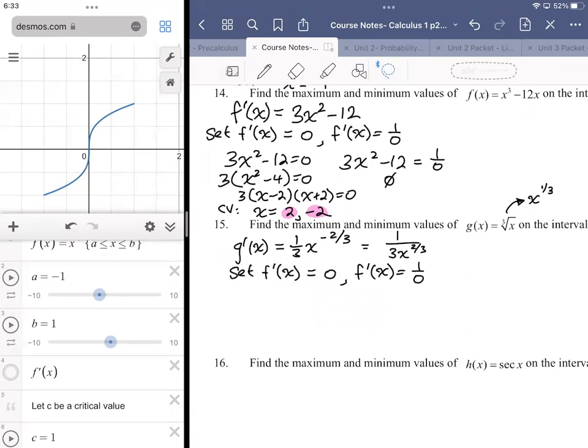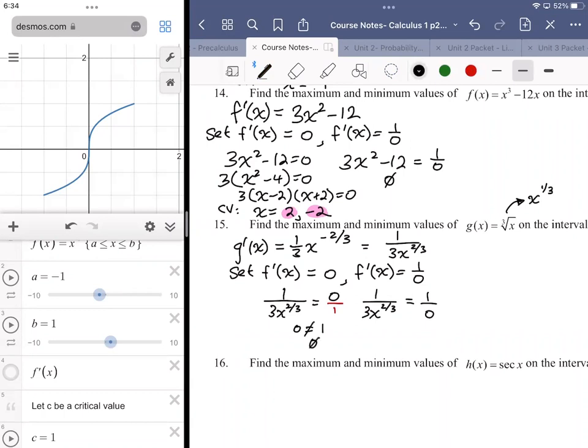All right, so 1/3 x to the 2/3 set equal to 0. 1/3 x to the 2/3, I'd set equal to 1/0. Cross multiply. Now that 0 can be thought of as 0/1. Really 0 over anything, but the most convenient way to write it is 0/1. Cross multiply and you get 0 equals 1. That's a contradiction, and so therefore no solution for that. So this is an instance where you don't get a derivative value equal to 0. You do get one where it's equal to undefined.